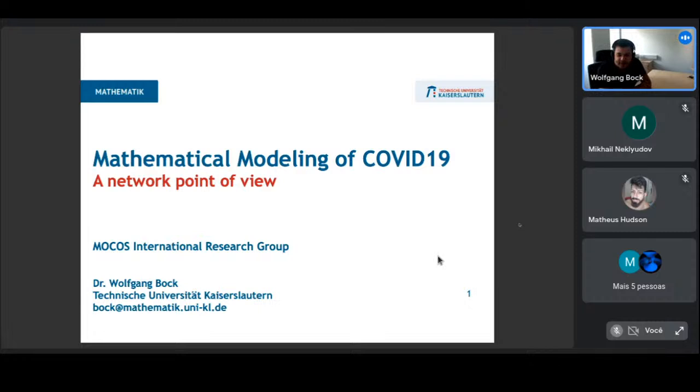So the Mockers International Research Group was actually modeling Corona spread. That's why it's called Mockers. It's an international research group, actually initiated from Poland. I'm a member of the German chapter, and there's also a Philippine chapter and an Indian chapter. I'll talk about this a bit at the end. And we're all using somehow the same modeling technique for COVID-19, which we developed especially at the beginning of the pandemic.